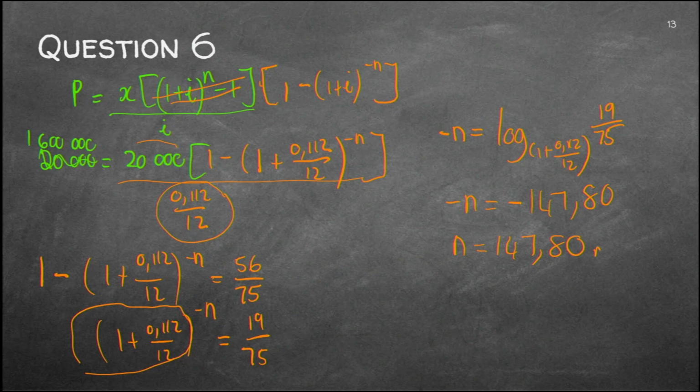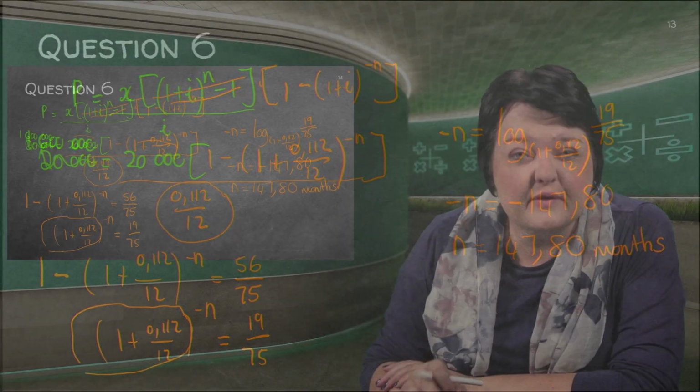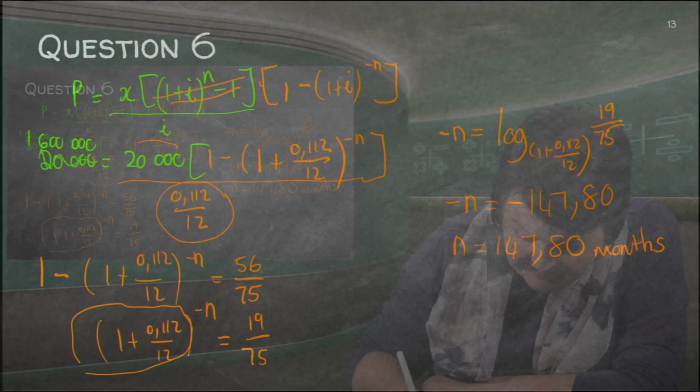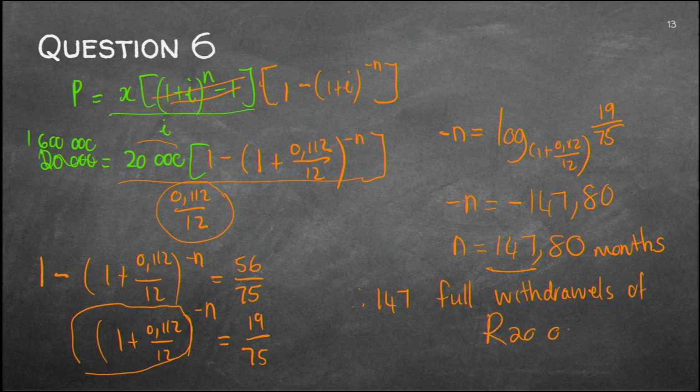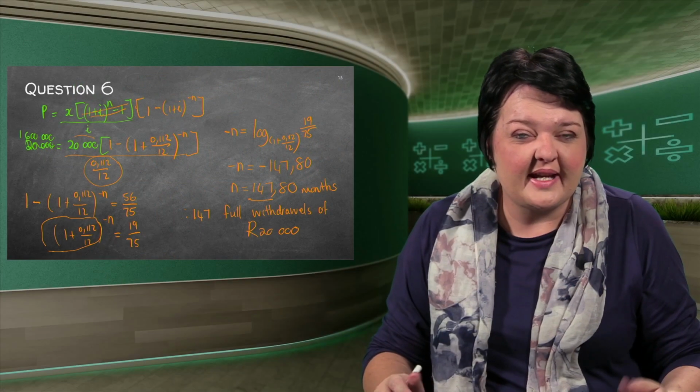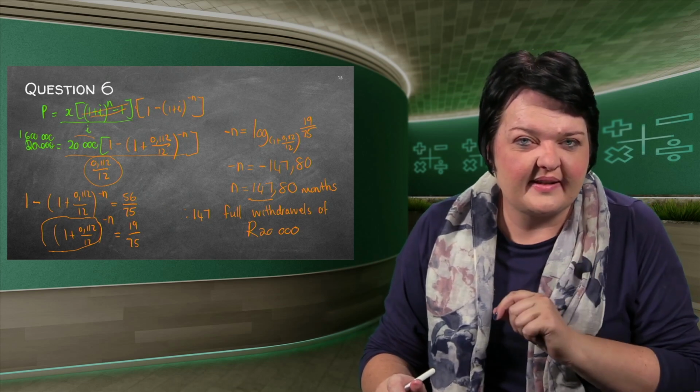This means months. But for how many of them could he actually withdraw the full 20,000 rand? Only for 147. So only 147 full withdrawals of 20,000 rand. Very, very important. What happened with the commas 8? What's happening there? That won't be a full 20,000 rand.